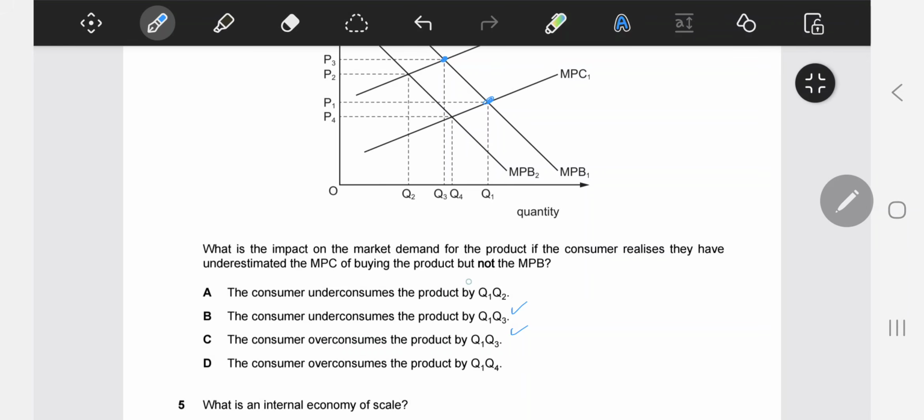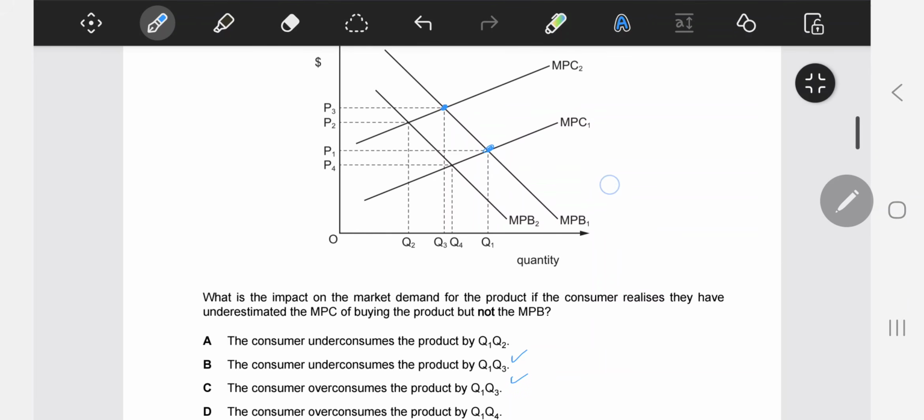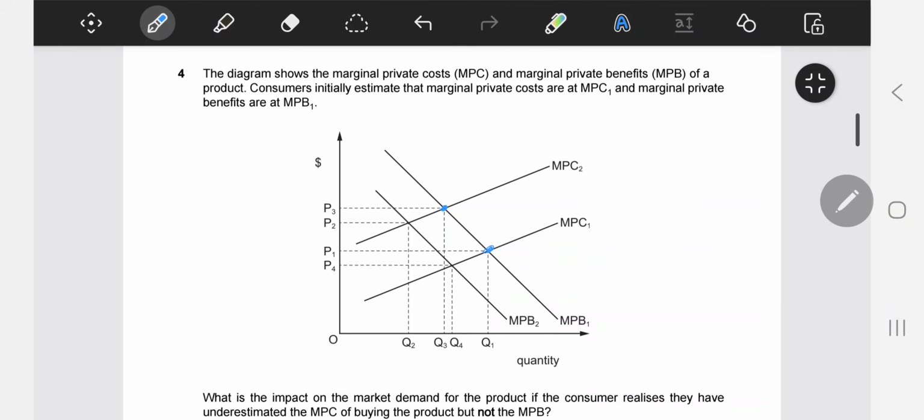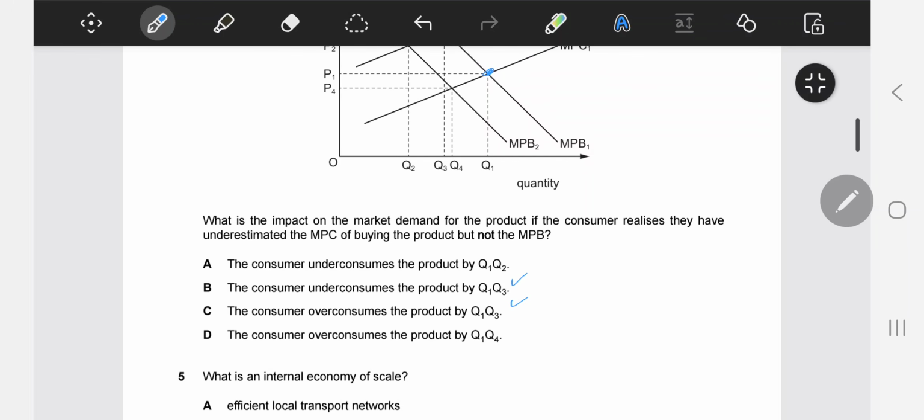Okay, what is the impact of the market demand for the product if the consumer realizes that they have underestimated the MPC of buying the product but not the MPB? So the benefit is more. So this consumer most likely is going to overconsume this product. And so I'm going to go for 4. I'm going to go with C.